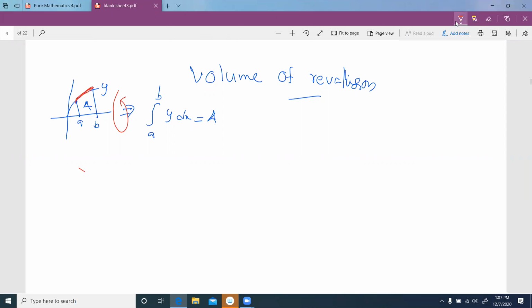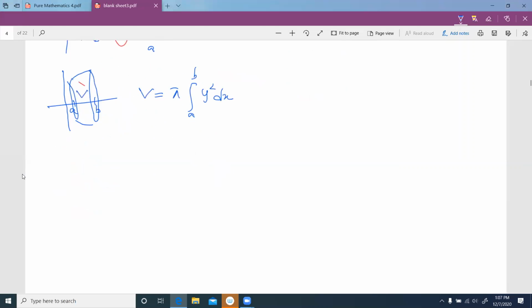Then what kind of shape can you observe? It will form a shape like this, just like a volume. So it forms a volume from a to b. If you need to get this volume, you can use the formula pi times the integral from a to b of y squared dx. That's the answer. Let's go ahead with one example to understand this.